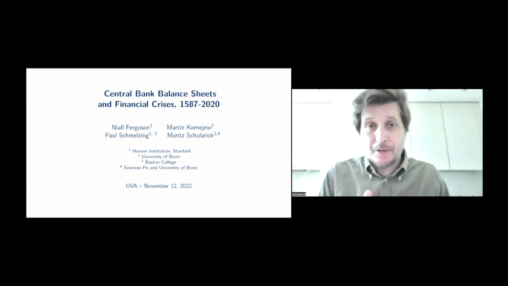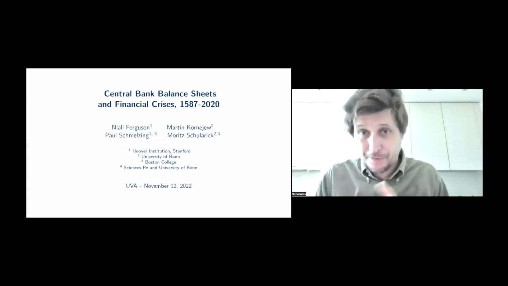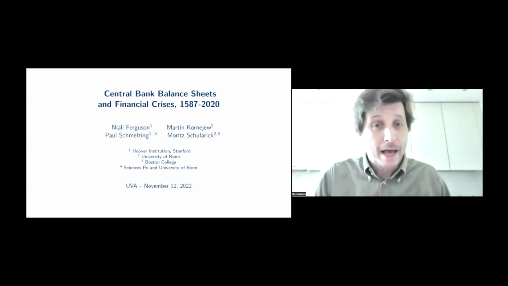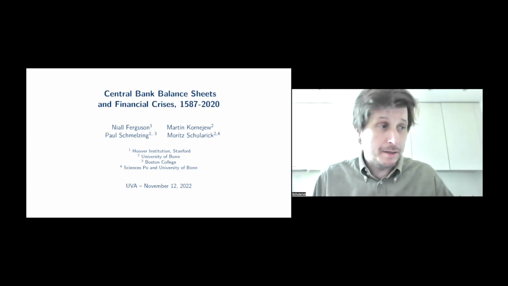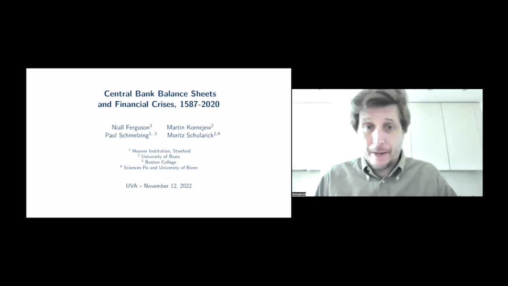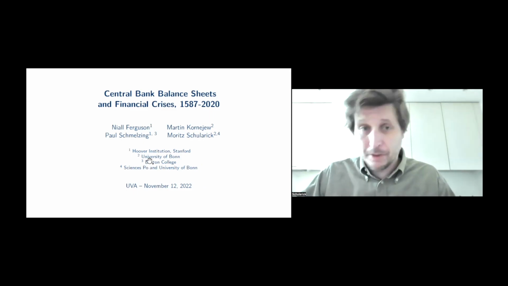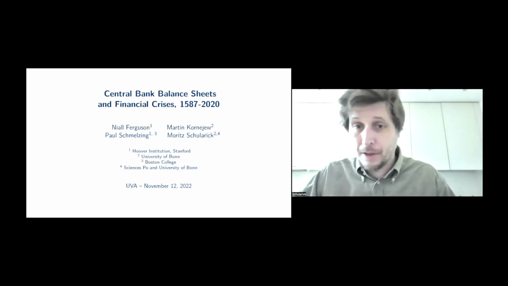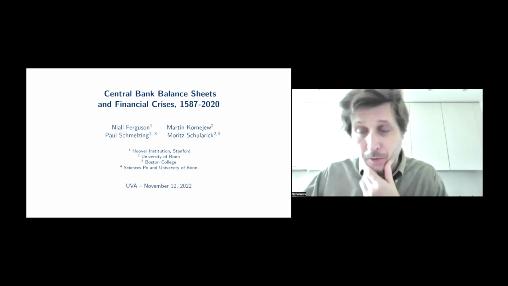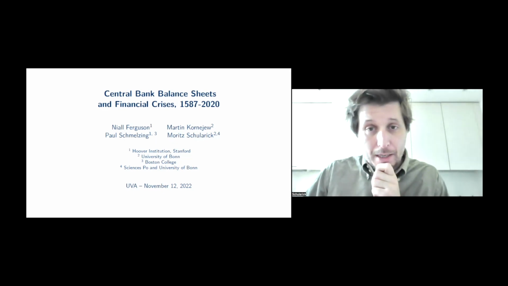Our paper is called Central Bank Balance Sheets and Financial Crises. It's a long-run perspective, 1587 to 2020. And this is joint work with Neil, Martin, and Paul, with whom we have not only put down together this paper. With Neil, I had some earlier work on this done for this ECB Sintra conference a while ago. So that continues that line of research.